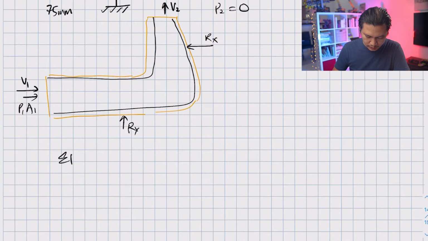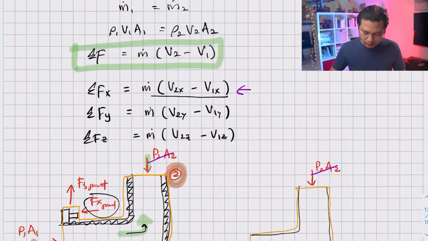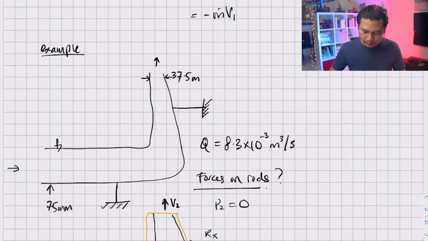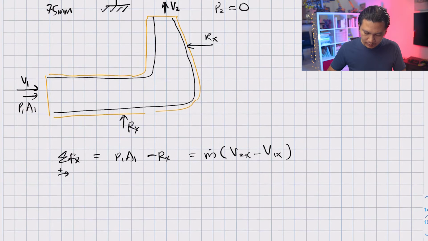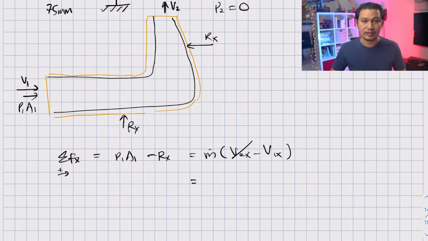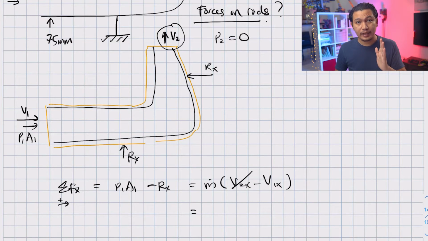So the summation of forces in the x direction, let's do positive to the right. This is equal to P1A1 minus Rx, isn't it? These are all the forces acting on our control volume. And this is equal to this equation again: m dot times (V2x minus V1x). Except this time, we don't have V2x, because at the exit what you have is V2, and V2 is in the y direction.